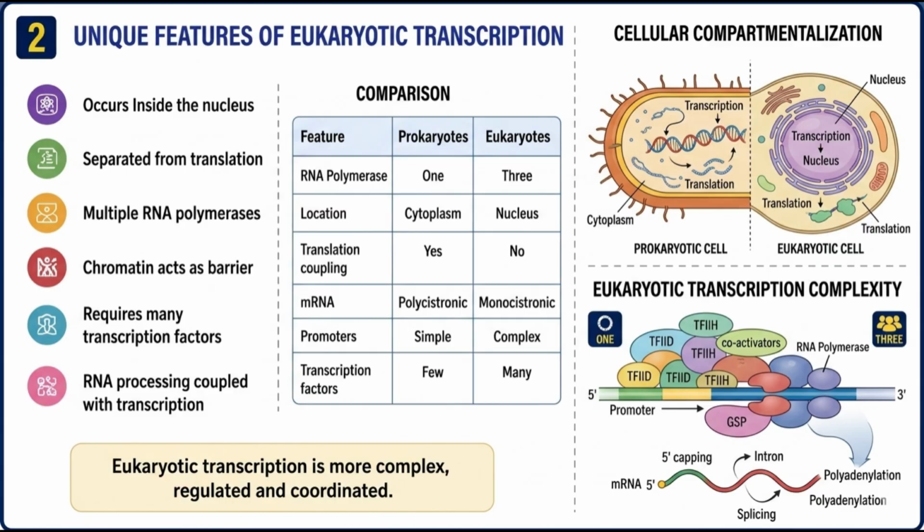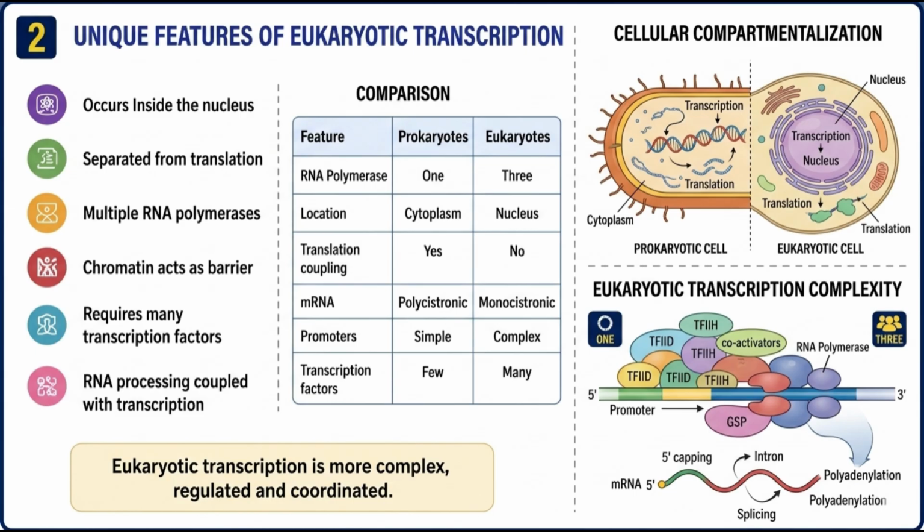Features of eukaryotic transcription. Eukaryotic transcription differs considerably from prokaryotic transcription. First, transcription occurs inside the nucleus, whereas translation occurs in the cytoplasm. Therefore, the two processes are spatially separated. Second, eukaryotes possess multiple RNA polymerases, each responsible for transcribing specific classes of genes. Third, DNA is packaged into chromatin, creating a physical barrier that transcription machinery must overcome.